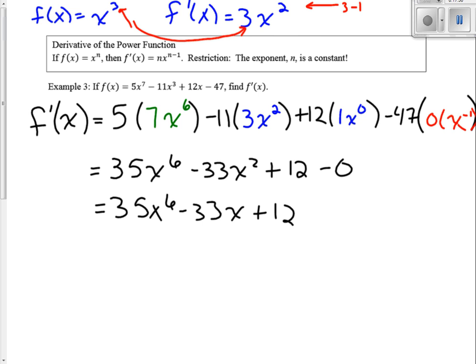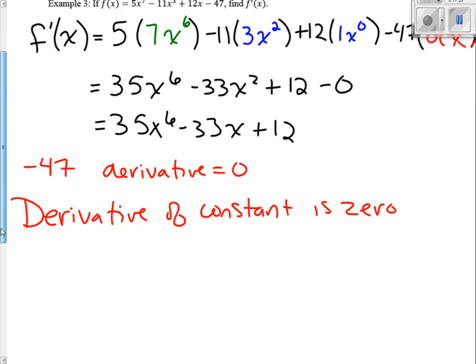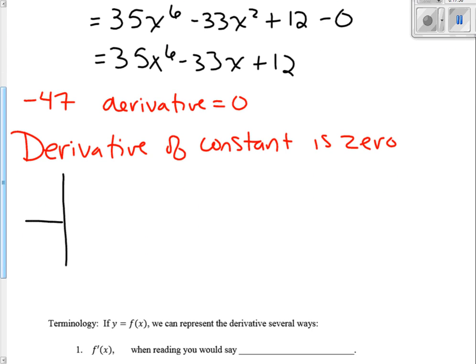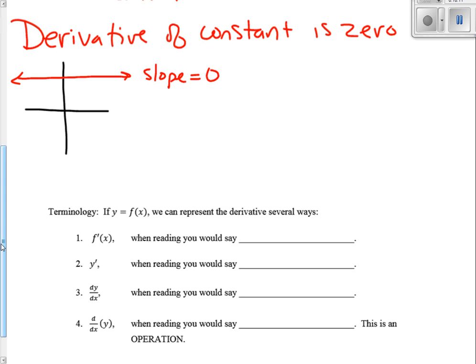So, a key piece of information about a constant: 47 was our constant, and when we found its derivative, it was 0. So the derivative of a constant is 0. If you think about it graphically, when you have a graph of a constant, if I've got an axis and I graph my constant, whatever that is, the slope of that line is 0. So my tangent line would be the exact same line, and the slope of that line would be 0. So every constant's derivative is 0.